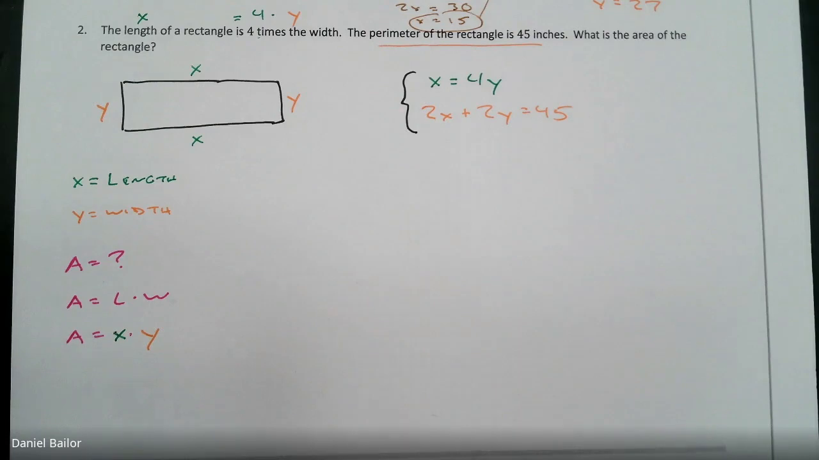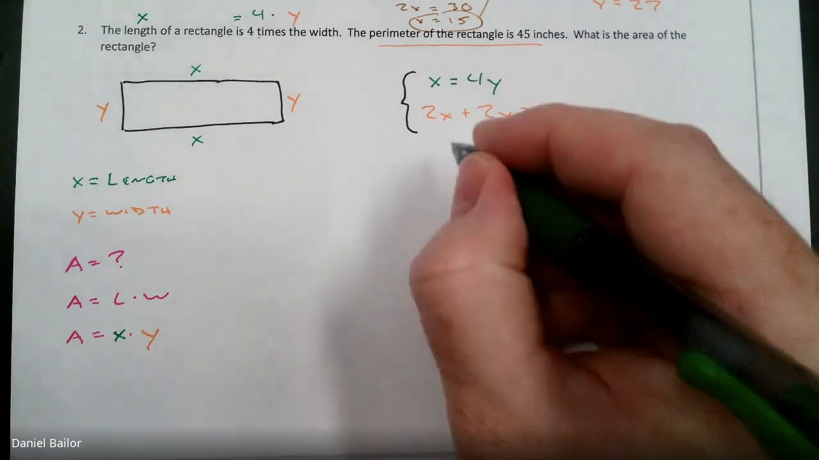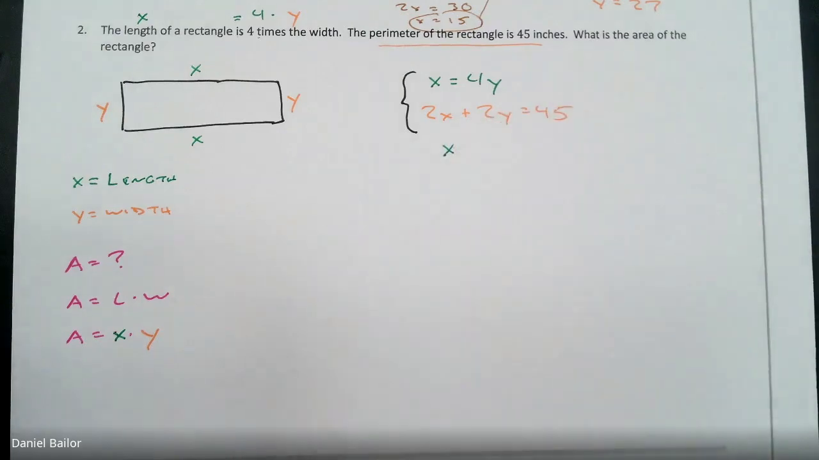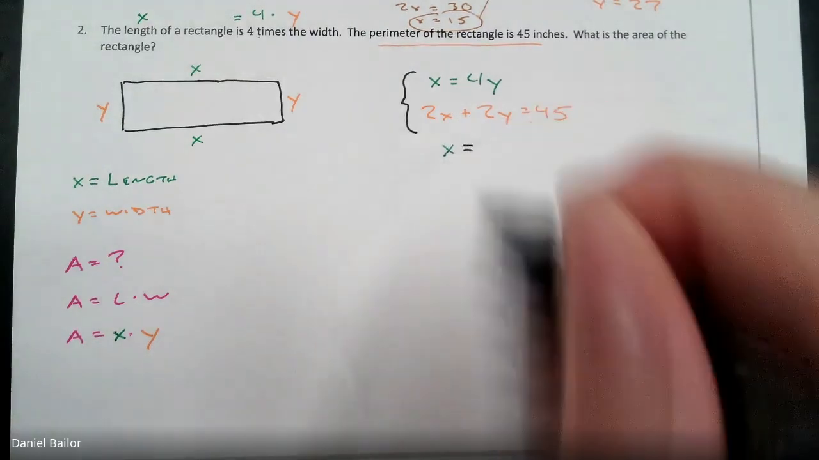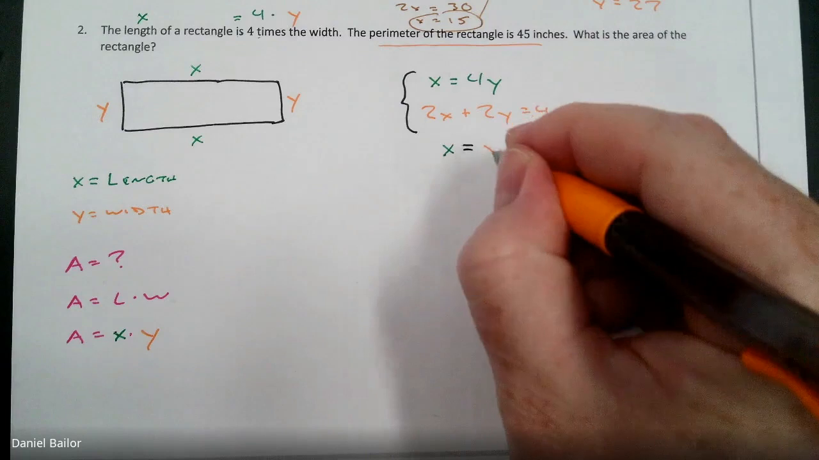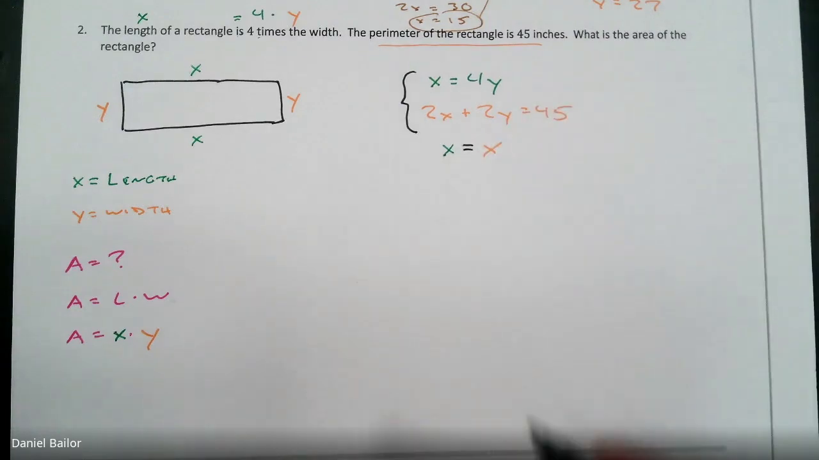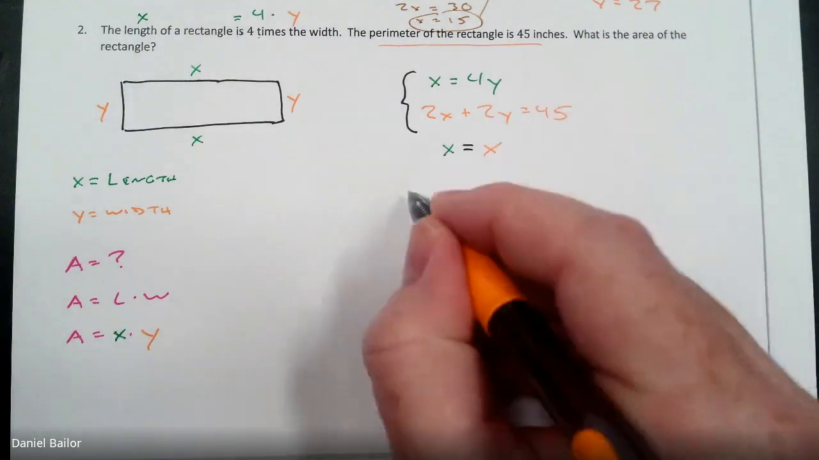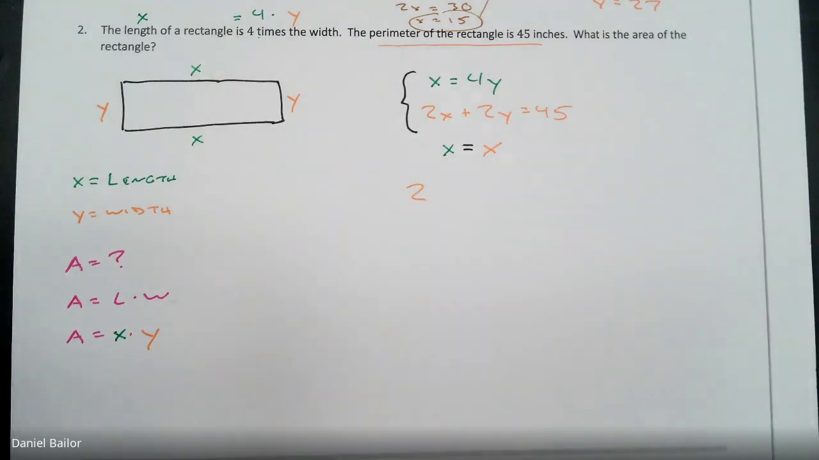So let's use this system to find x and y. Looking at this, the obvious way for me is the substitution method, because I already have x by itself. So I'm just going to say that x equals x. That's the substitution method. I'm going to take the second equation and put the first equation inside of it, just like that.